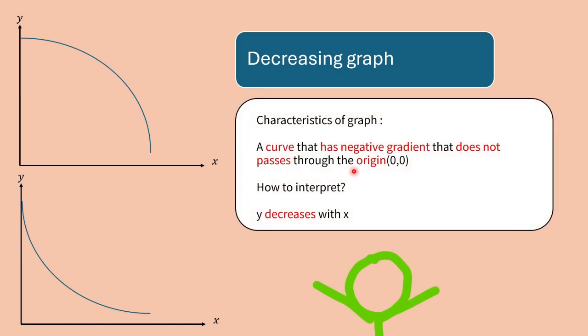It's a curve that has negative gradient that does not pass through the origin, which is 0, 0. How do we interpret it? Well, we say that y decreases with x. Yep, this is just that. It's very simple to interpret it.